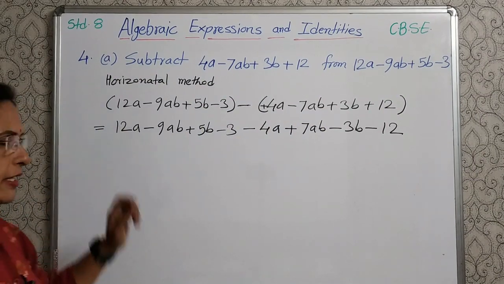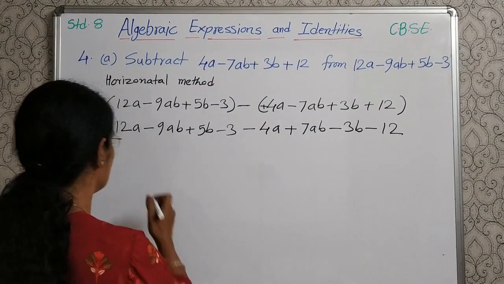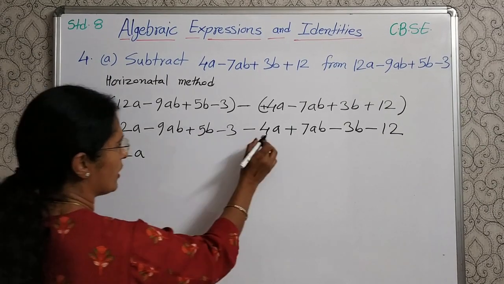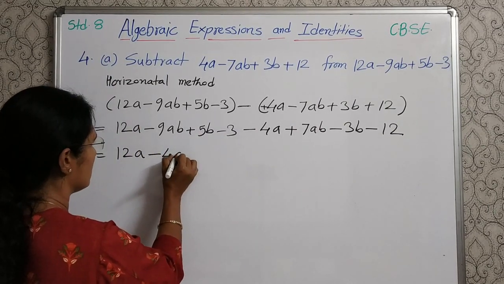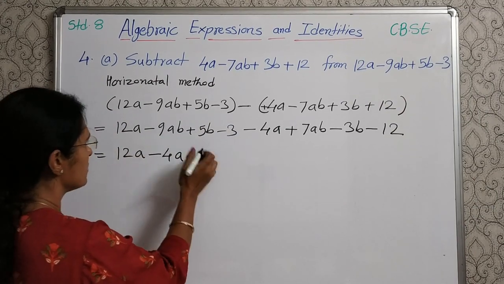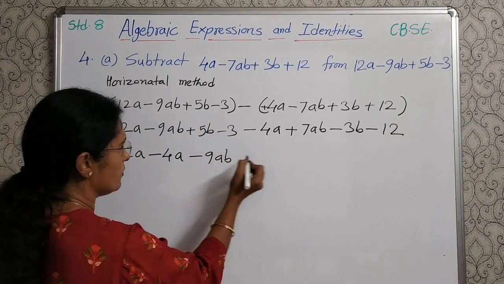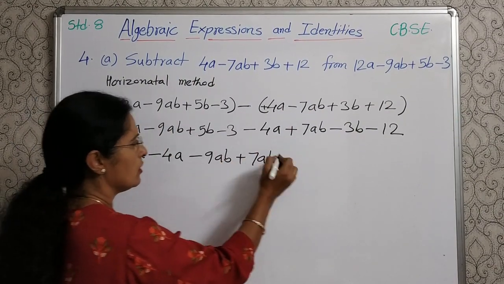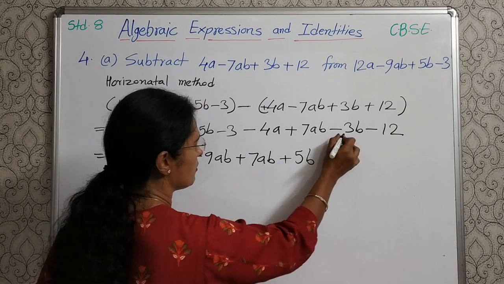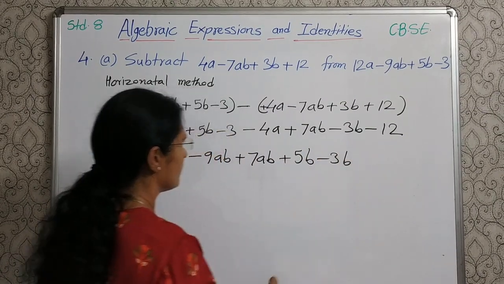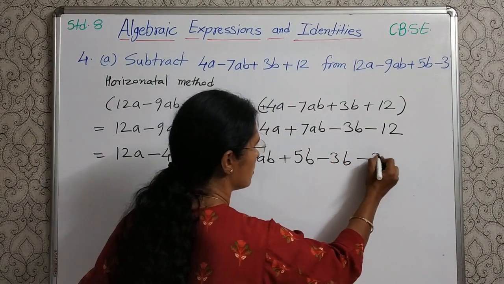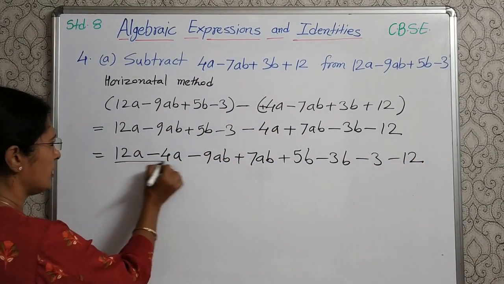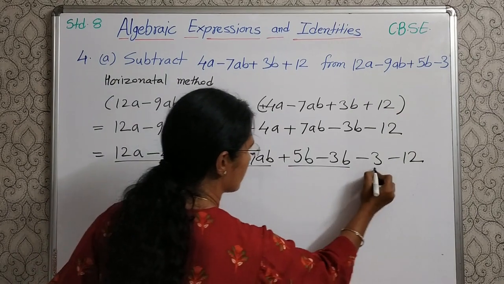Now we'll write the like terms close. So first 12a and minus 4a. After that minus 9ab plus 7ab. Then plus 5b minus 3b. After that minus 3 minus 12. So we wrote the like terms close.